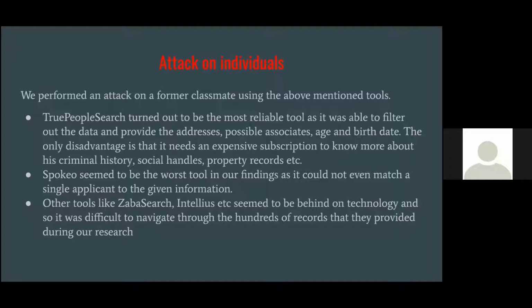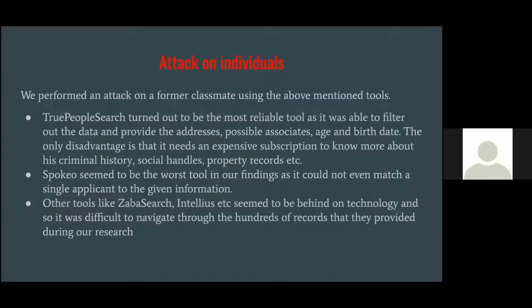Other than that, the websites that are freely available are not actually that good, but True People Search has an expensive subscription, so it is accurate. But we couldn't find the social media handles, the criminal background history or property records by just hitting it on the main page. Although we found the proper birth dates, the associates, the age, so it's able to find out the network that person is presenting. So that's a good thing.